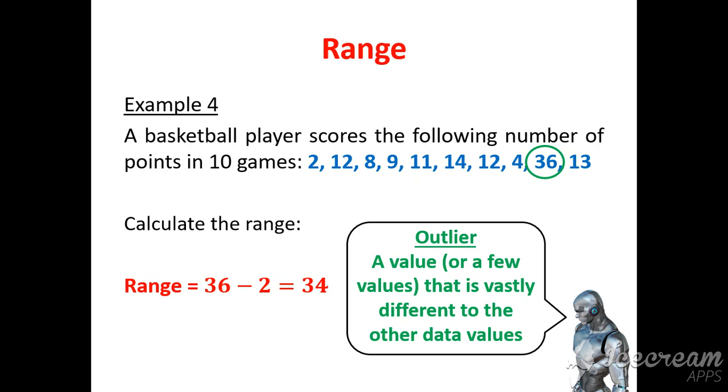If I was just to ignore that 36 for a second and work out the range without the 36, then I would do this. The range would be highest of 14, subtract lowest, which would only give me a range of 12. Now, just be wary of outliers because they can distort the range. They can affect the range and change the data set and make it look much more spread out when it's only 1 or maybe 2 values that affect it.